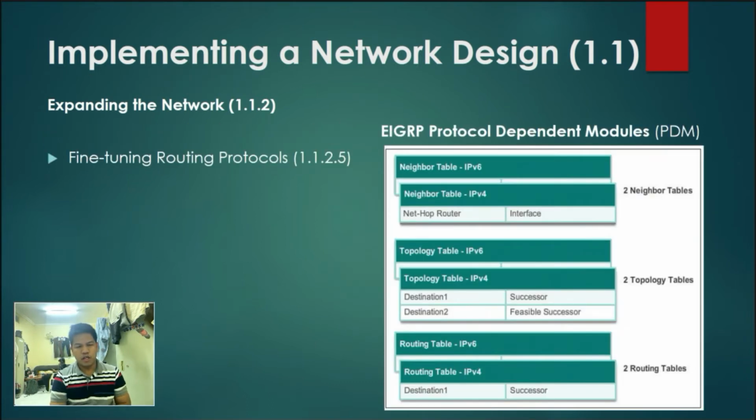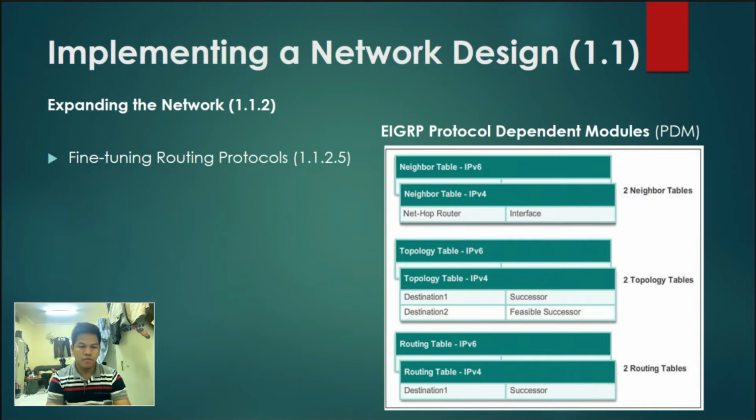And for the EIGRP protocol, with protocol-dependent modules, or PDM, is another popular routing protocol for larger networks. Cisco developed EIGRP as a proprietary distance vector routing protocol with enhanced capabilities. So this figure is an example that uses multiple tables to manage the routing process using the protocol-dependent modules, or PDM.